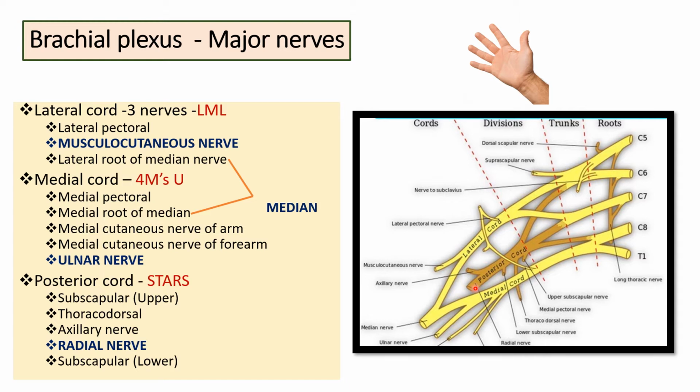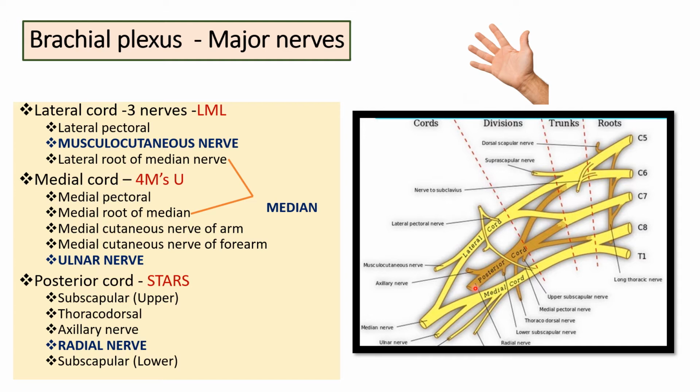Then how to remember these nerves? For the lateral cord, there is the lateral pectoral nerve, musculocutaneous nerve, and then the lateral root of the median nerve. You can remember it as LML. That is one tip for you. Then what about the medial cord? It gives rise to the medial pectoral, medial root of median, medial cutaneous nerve of arm, medial cutaneous nerve of forearm, and ulnar nerve. So there are 4 Ms and 1 U. That's how you can remember it.